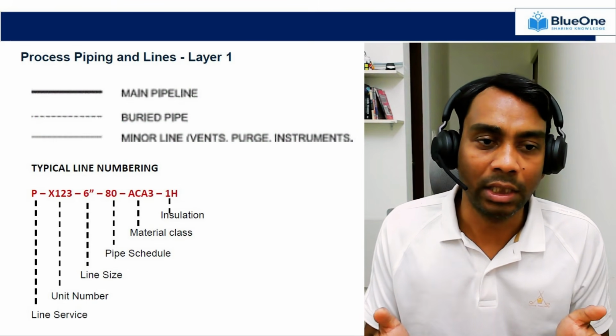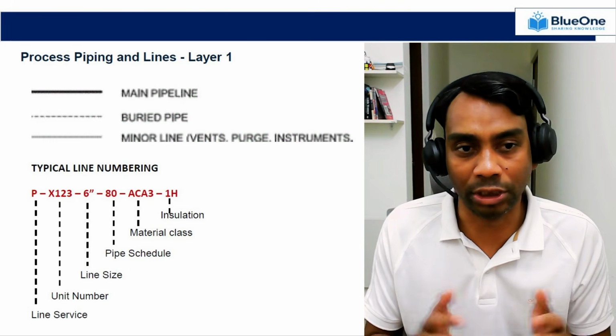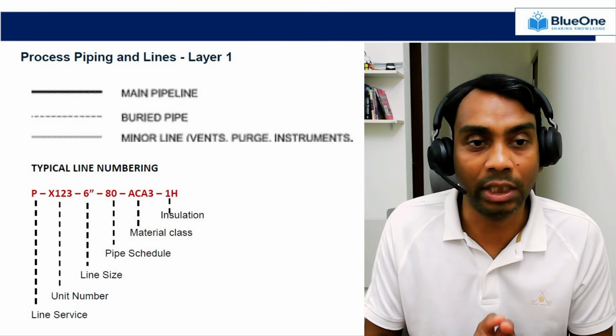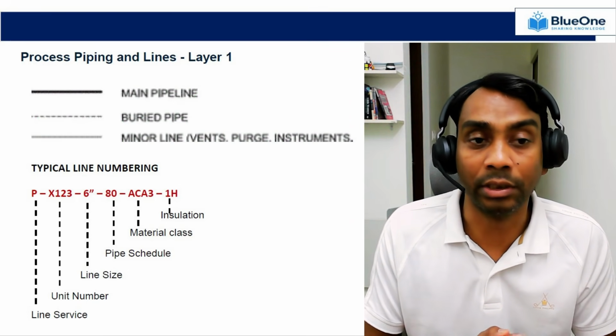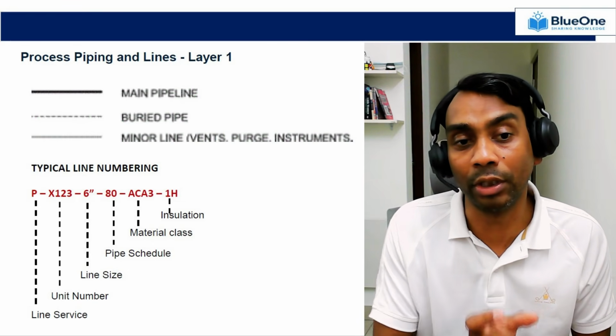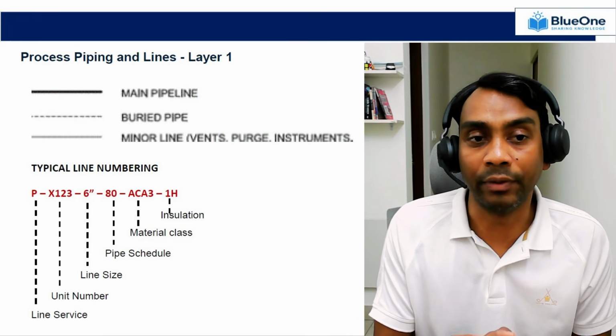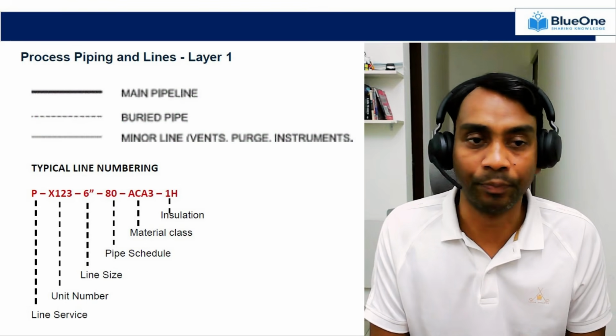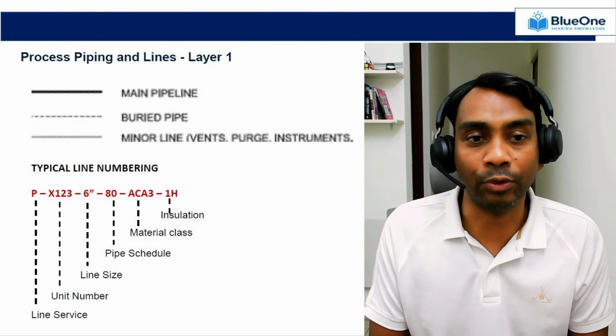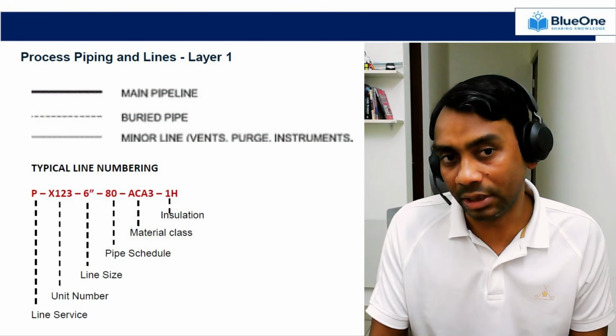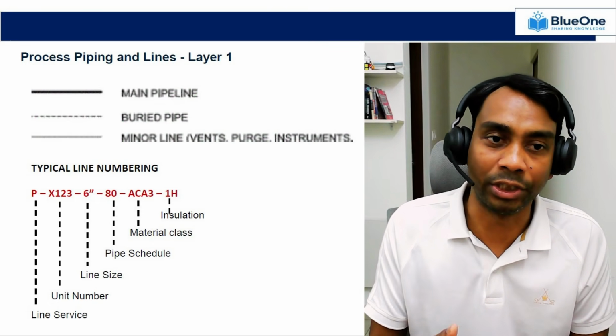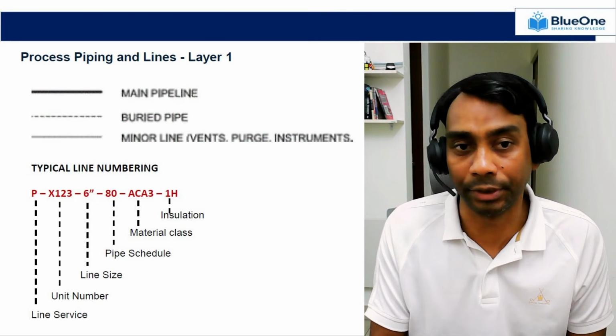The second letter is about your unit number or system number. For example, it's a utility, it's LNG, it is FCC. That particular unit number will help you to identify what this particular system is. The next unit will help you with the line size, either a 6-inch line, a 12-inch line, or a 1-inch line. You can identify it from the third letter.